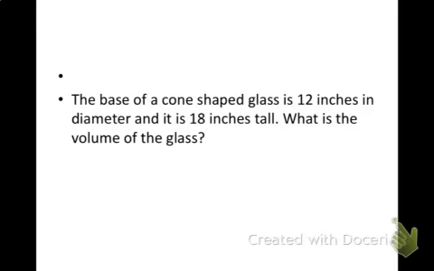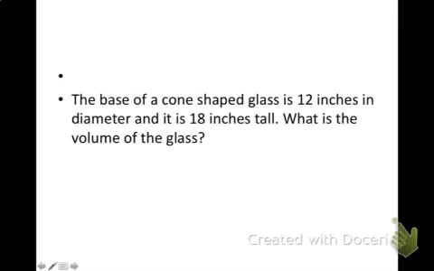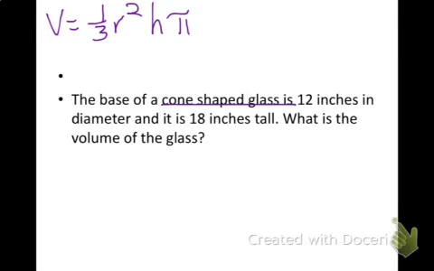Next one is talking about a cone-shaped glass. So let's first write the formula. So the volume of a cone is 1/3 r squared pi. Excuse me. R cubed pi. I apologize. It's 1/3 r squared times height, times pi.